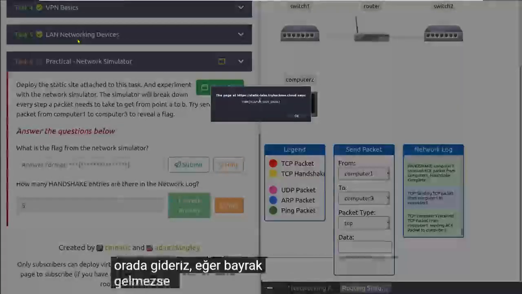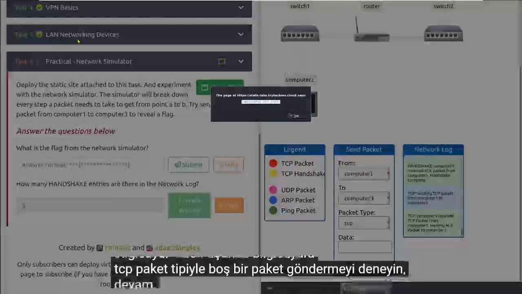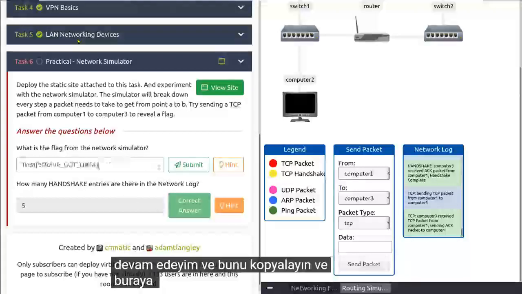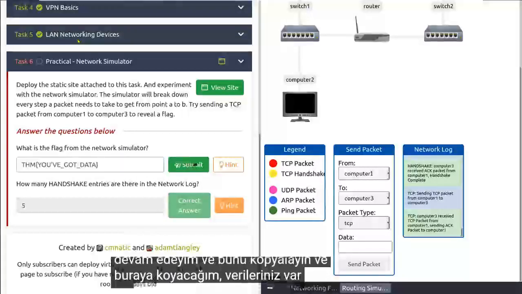So if the flag doesn't show up, just try sending an empty packet from computer 1 to computer 3 with a packet type of TCP. Let me go ahead and copy that, and I'll put it over here. You've got data. And there we go. That's going to do it for this room.